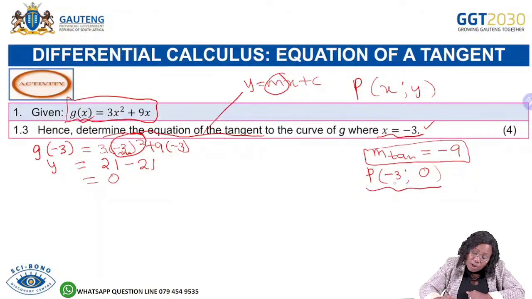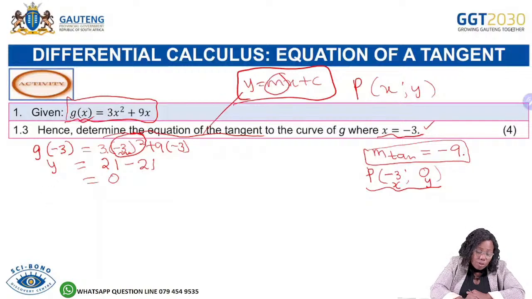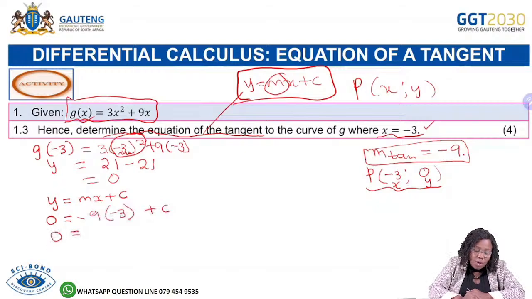So grade 12, you have your x, you have your y, you have your gradient. Then you can go into that original straight line equation, y = mx + c. What is the y value? 0. The gradient is -9. The x value is -3, plus c. Then negative times negative is a positive: 9 times 3 is 27, plus c. Therefore c will be -27 there.